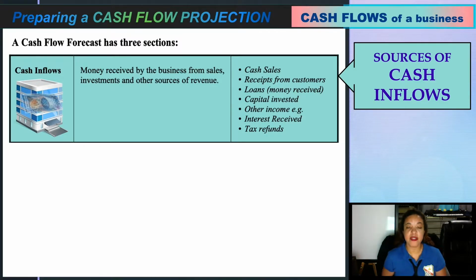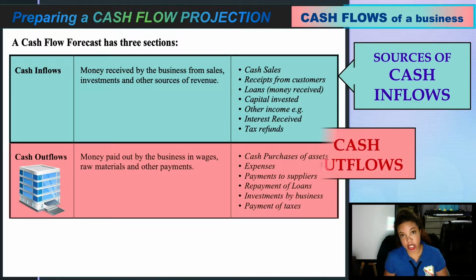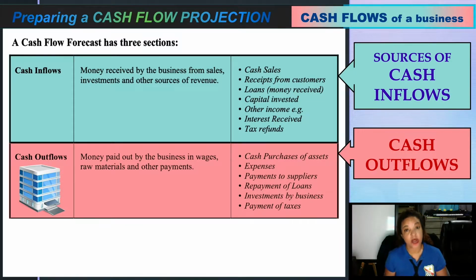And then we have the opposite, which would be the outflows, where money is going out of the business. That is any payments, any money that is spent by the business. For example, whenever we purchase our assets for cash, we pay our expenses with cash, payments to suppliers, repayment of loans, investments by the business, payment of taxes. Any payments or any cash money that is spent would be considered our outflow.